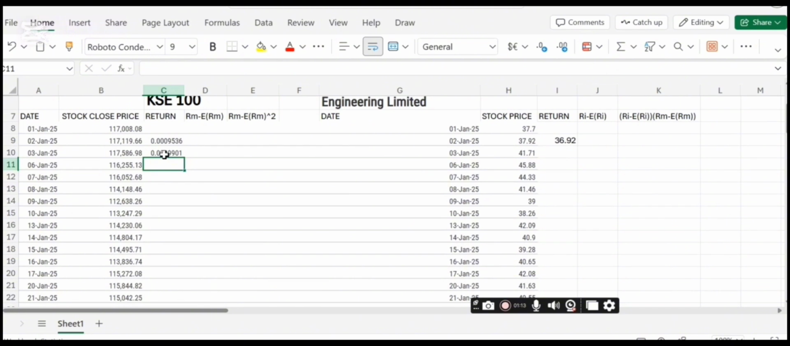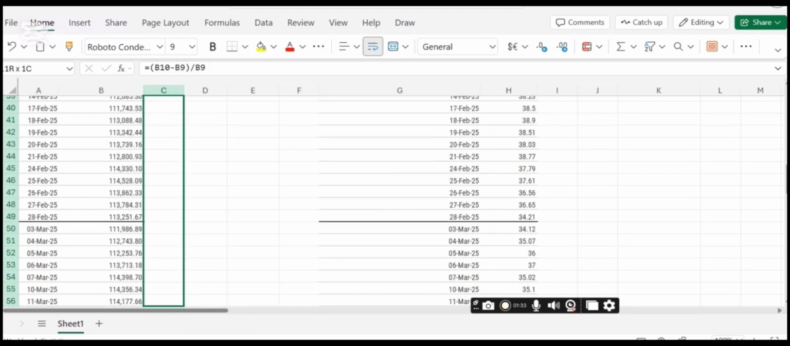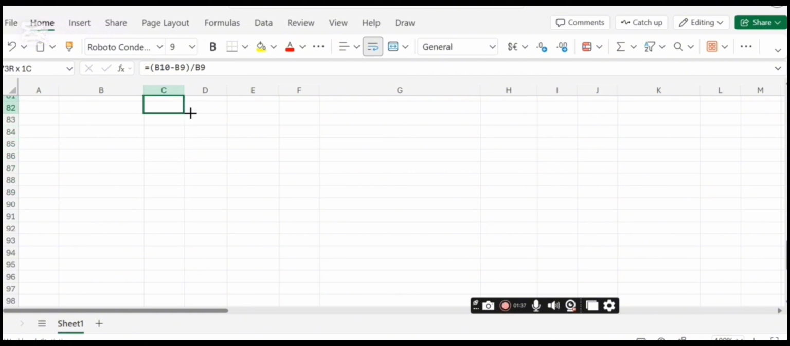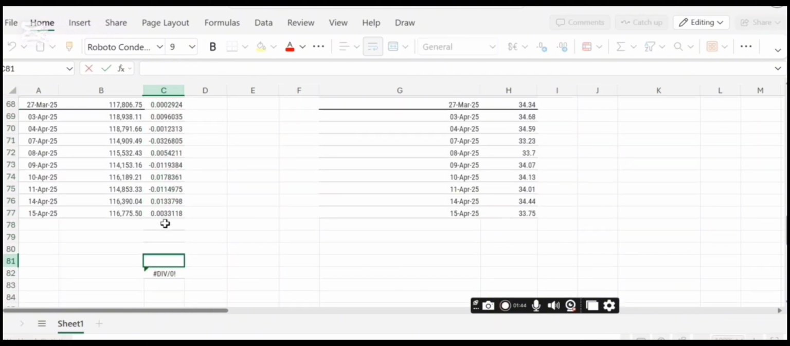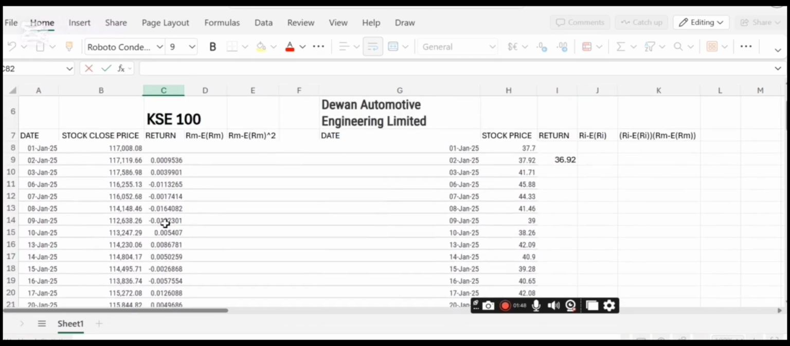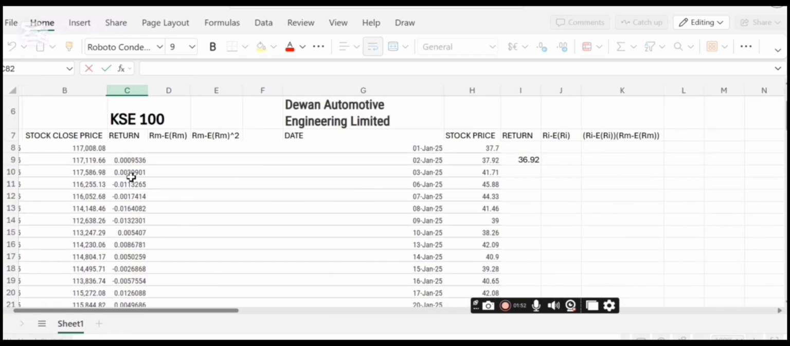And then we expand all the column. That is very easy and helpful for working in Excel, so that's why we work in Excel. That is very convenient. So that is the return of the KSE 100 index of 1st January 2025 to 15 April.